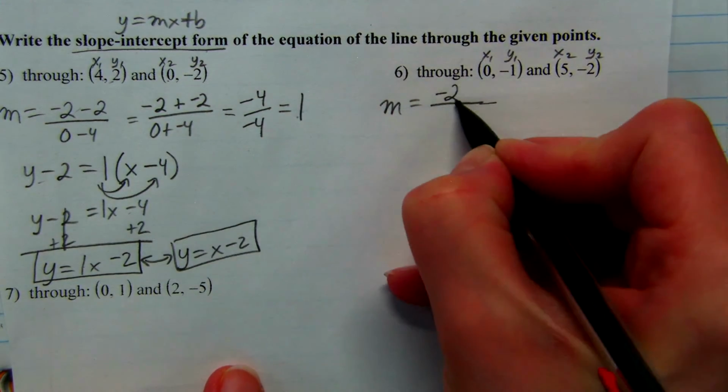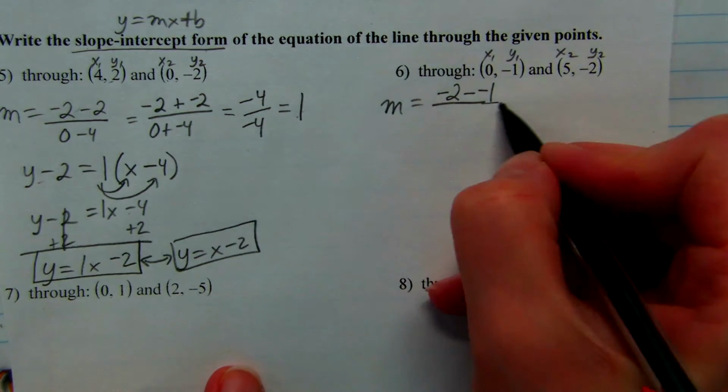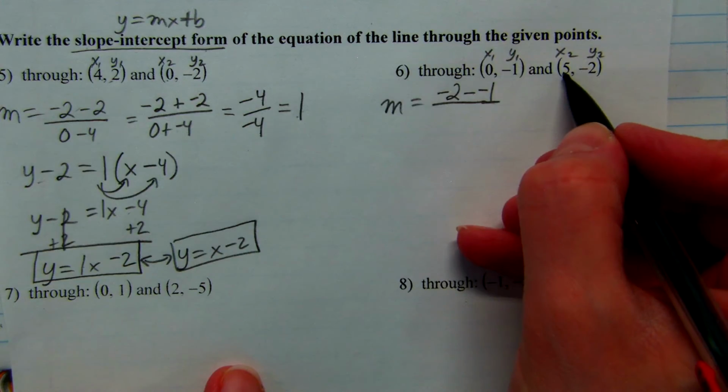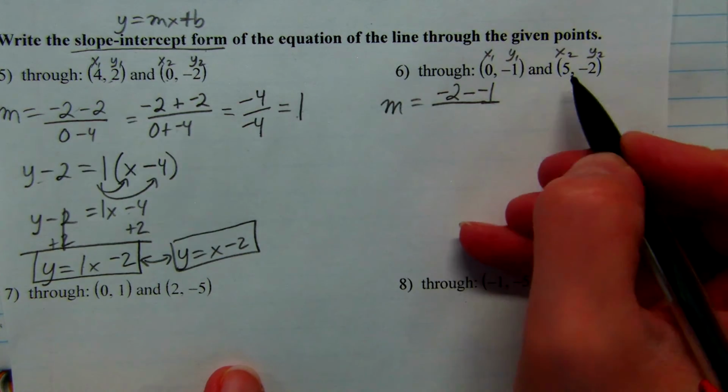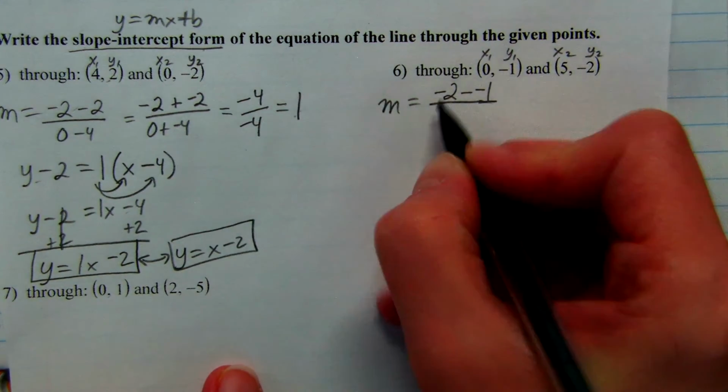Negative 2 minus negative 1. Good. Negative 2 minus negative 1. And then what do we have on the bottom? 5 minus 0. 5 minus 0.